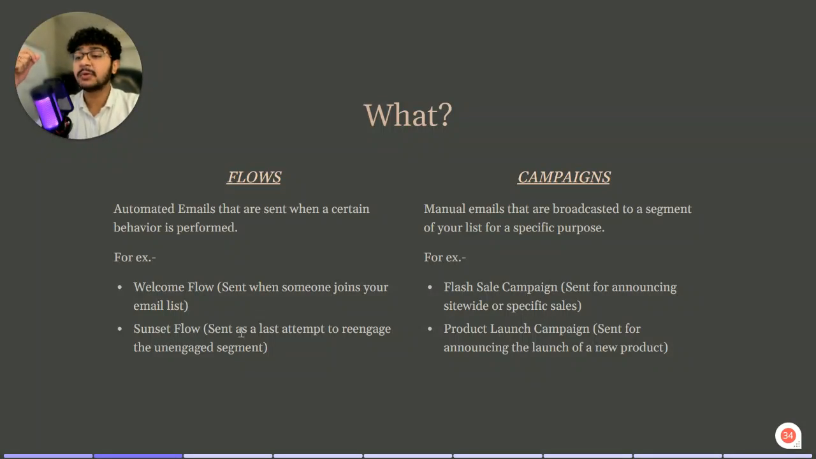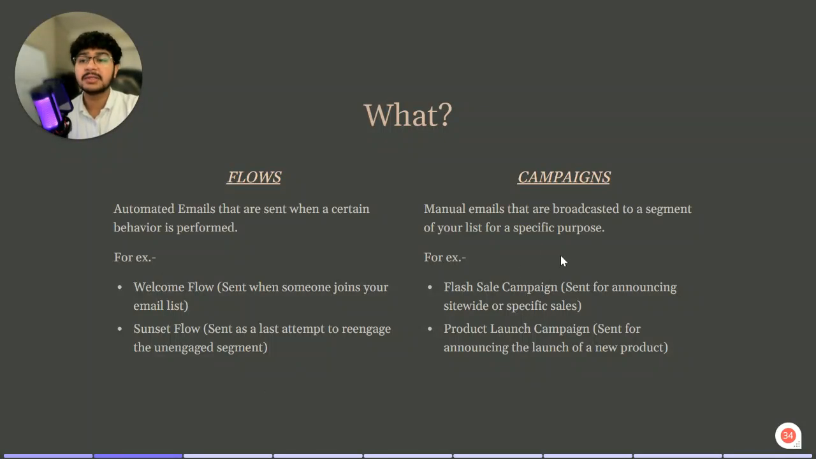And then a sunset flow is sent as a last attempt to re-engage your unengaged segment of your list. An unengaged segment is more like the people who have not interacted with your emails in the last X days. That can be 60 days, 90 days, 30 days, depending on whatever is suitable for your brand.